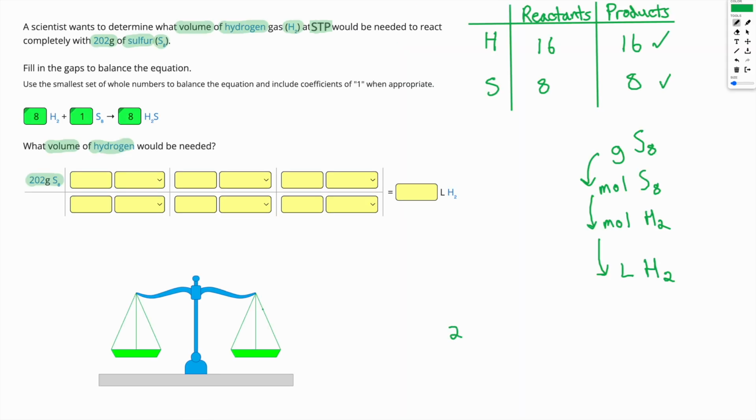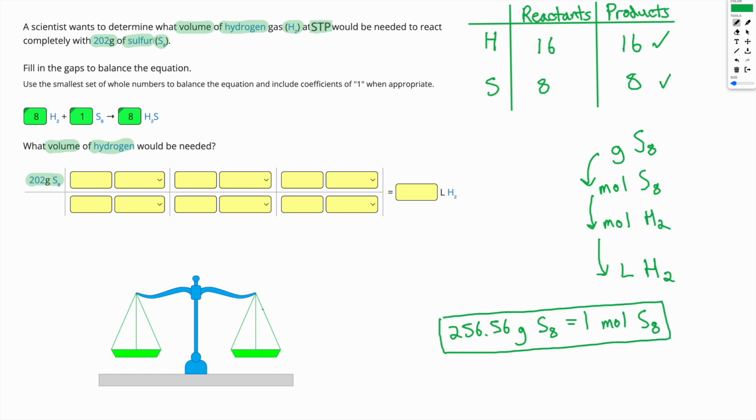So we have 256.56 grams of S8 in 1 mole of S8. That's what grams per mole means. So there's our first conversion factor we're going to be using for our first step in our dimensional analysis table. So let's do that now. So we've got grams of S8 on the bottom because that's going to cancel out. We're converting into moles of S8. And for our conversion factor, we know 1 mole of S8 is equal to 256.56 grams of S8. So there's our first step.